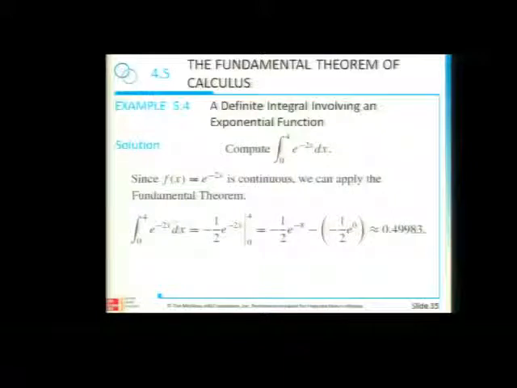And this is the antiderivative of the integrand. So put in the limits of integration, x from 0 to 4. Then according to the fundamental theorem, we get this thing, and your calculator will give you a value. It's roughly 0.49983.